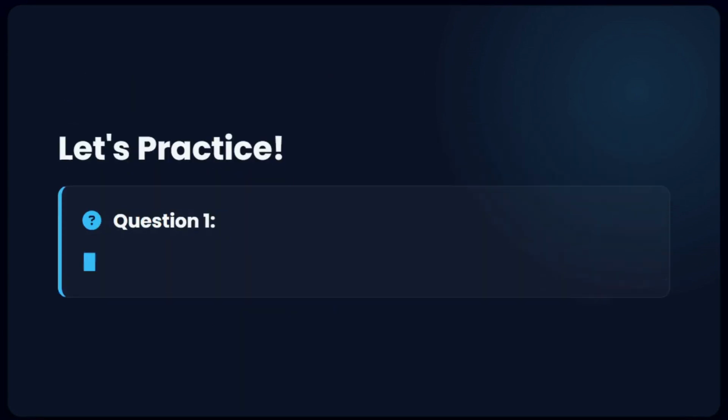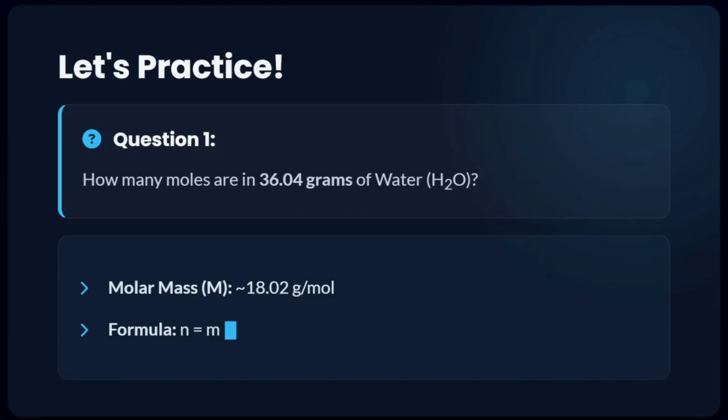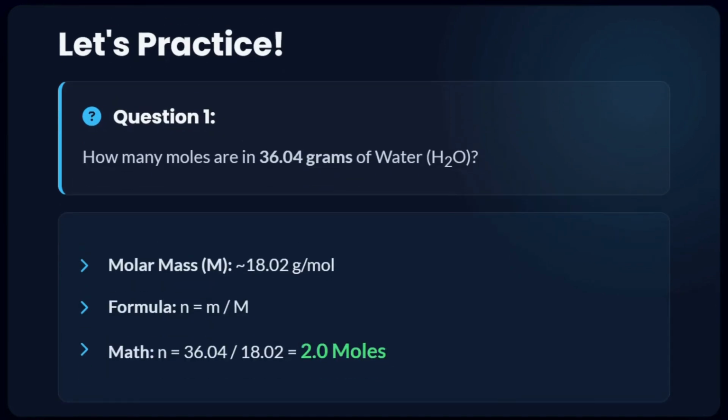Let's put this into practice. If you are given 36.04 grams of water, how many moles is that? Well, water's molar mass is 18.02 grams per mole. Divide 36.04 by 18.02, and you get exactly 2 moles.